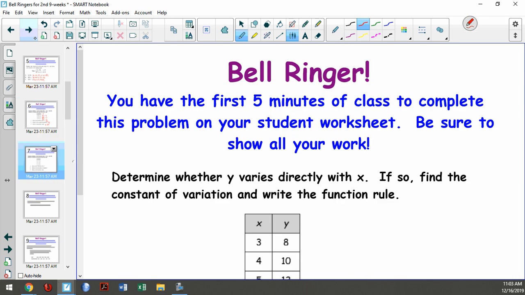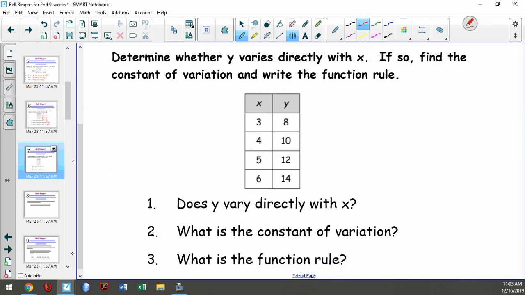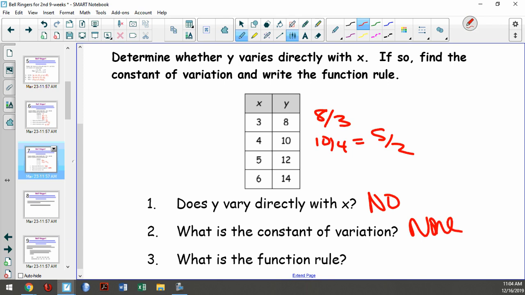Okay, let's go to the next one. When you do this, same exact concept. 8 divided by 3, 10 divided by 4 is going to be 5/2. Are those matching? No. So guess what? No, it does not vary directly, which means no, you don't have a k value, and the function rule is none. You don't have one right now. Do we all understand that? You have to acknowledge those. You have to put none.